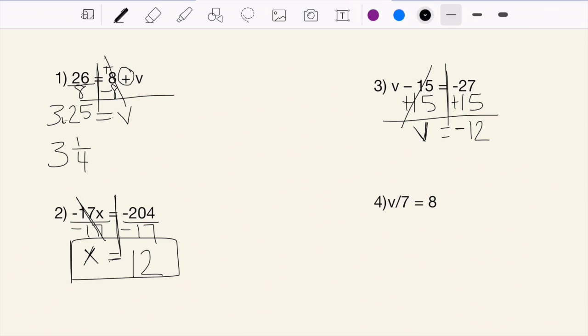So last one, we have v over 7 equals 8. So we are dividing here, so we're going to multiply to get rid of that 7 and get v by itself. So when we do that, we're left with v on this side, and then we have just 8 times 7, which would give us v equals 56. So go ahead and try these next 4 practice problems on your own.